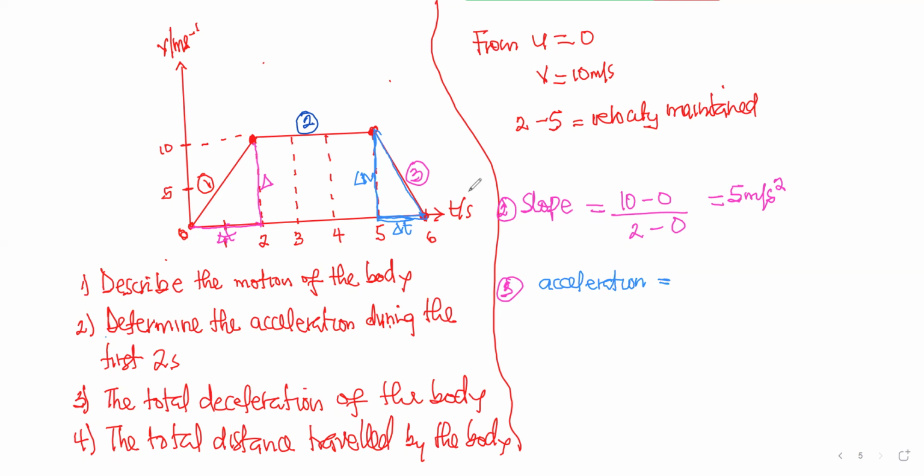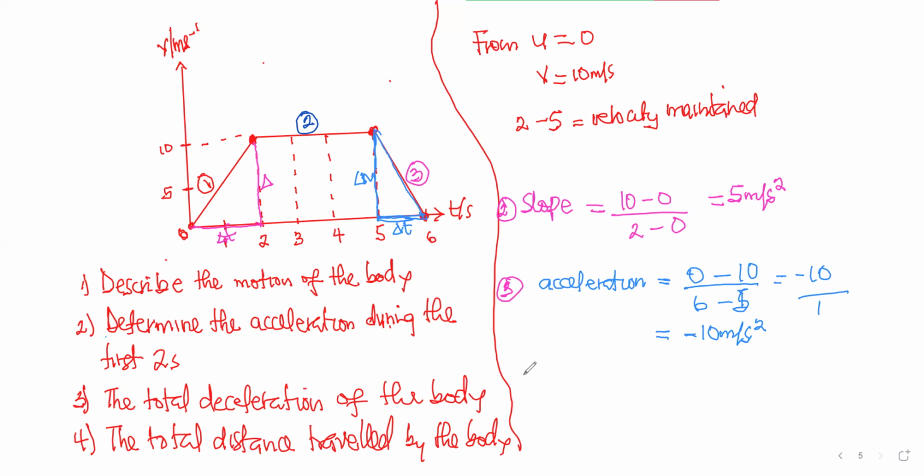The acceleration in part 3 would be: the final is 0, the initial is 10. So 0 minus 10 divided by 6 minus 5. So this is minus 10 divided by 1. So the acceleration is negative 10 meter per second squared. So the total deceleration is 10 meter per second squared.